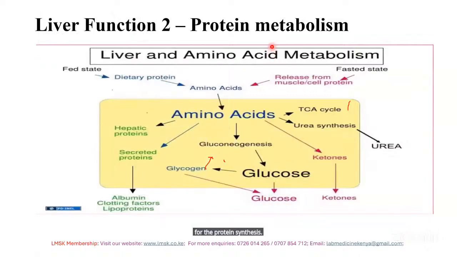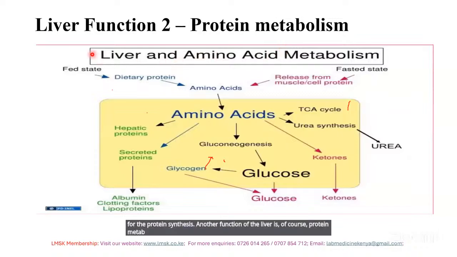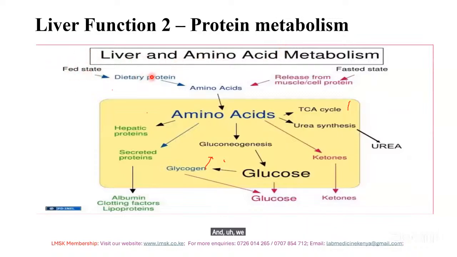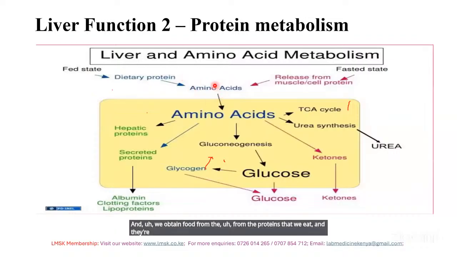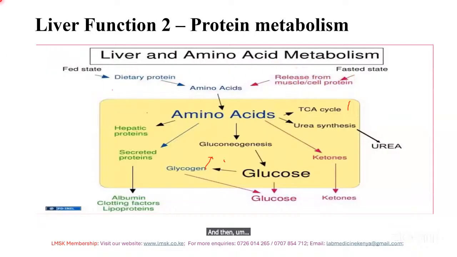Another function of the liver is, of course, protein metabolism. We obtain food from the proteins that we eat, and they're broken down to amino acids through digestion. And then in the fasted state, this one here is for the extreme people who are fasting, you can also have the body, through gluconeogenesis, stimulating the fat and the protein muscle to release amino acids that are going to be used in energy production.